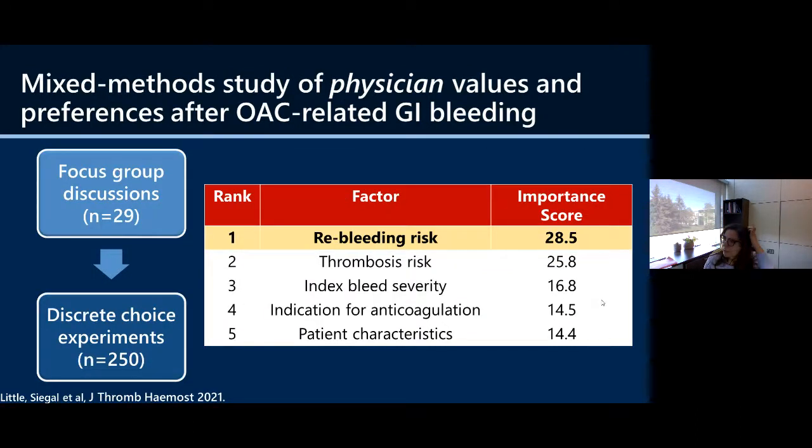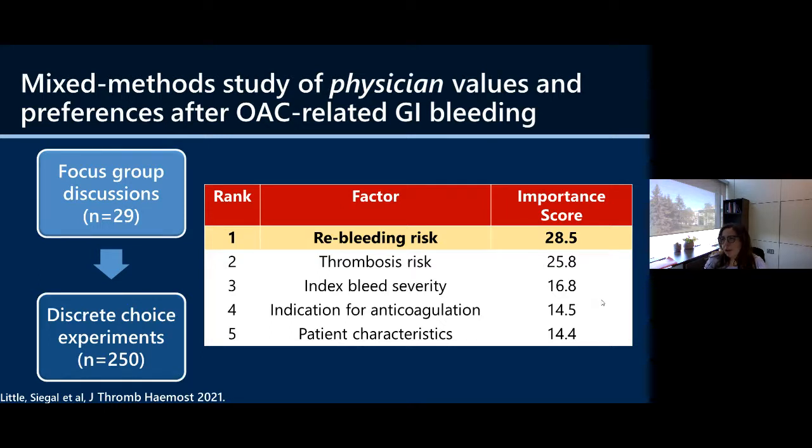I'm just going to put this up briefly. We did a mixed method study of physician values and preferences after anticoagulant-related bleeding. We did focus group discussions and then this kind of cool survey methodology called discrete choice experiments. What this did was help us identify the factors that are important for decision making, and we were able to rank them using utilities and identify preference grouping.